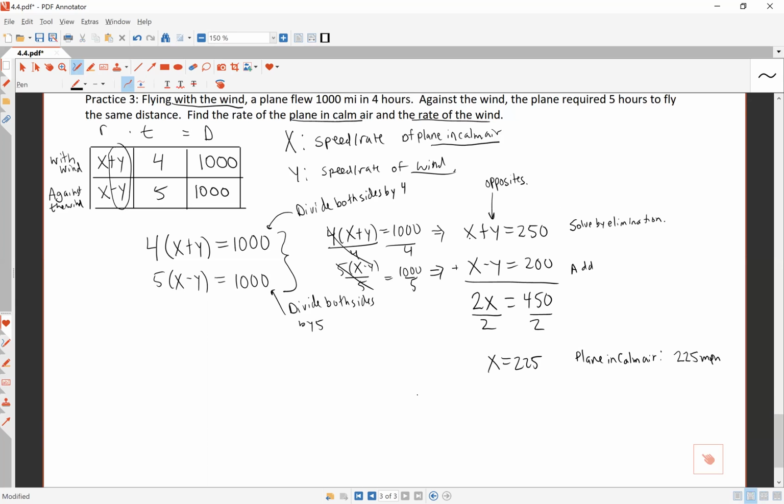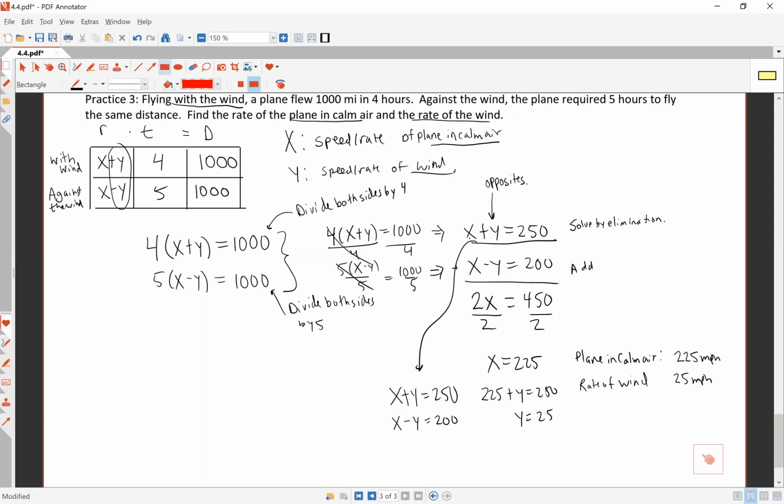The wind, if we have x plus y, is 250, or x minus y is 200. It doesn't matter which one you use. That says 225 plus y is 250, and y has to be 25 miles an hour. So the rate of the wind is 25 miles an hour.